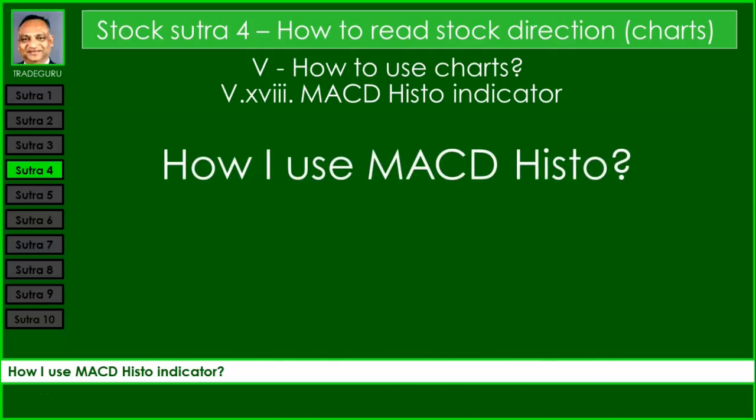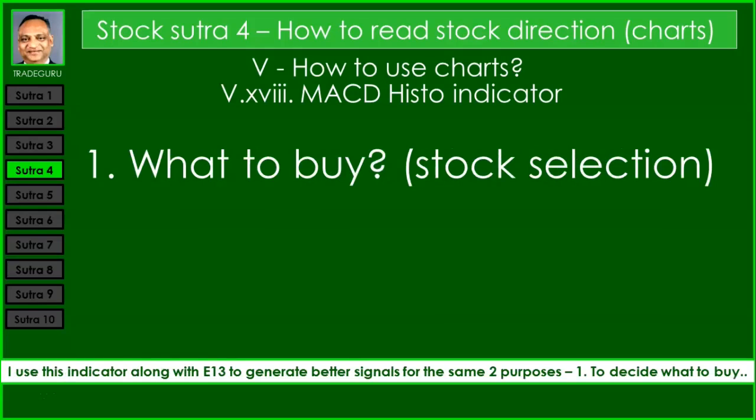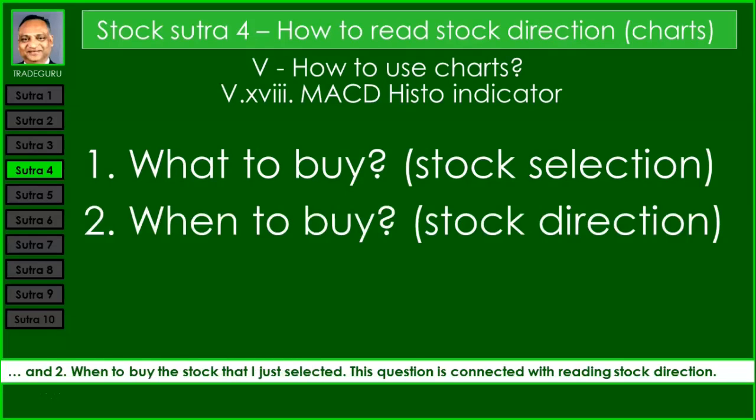How do I use MACD histo indicator? I use this indicator along with E13 to generate better signals for the same two purposes. One, to decide what to buy or which stock to buy. This pertains to stock selection. And two, when to buy the stock that I just selected. This question is connected with reading stock direction. More details about how I use it we will learn in a later sutra.